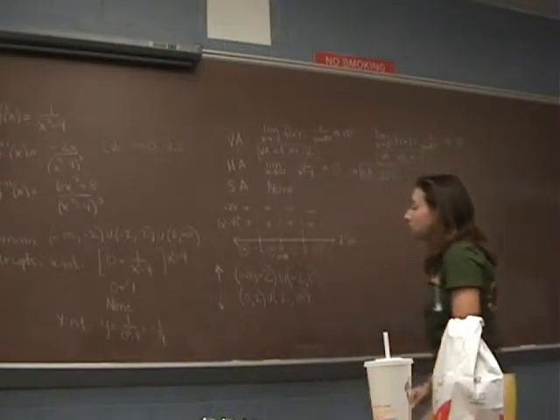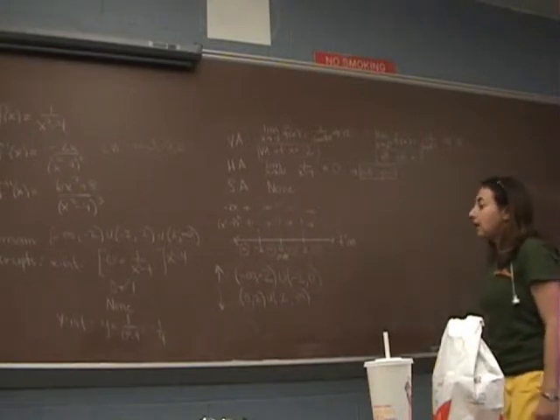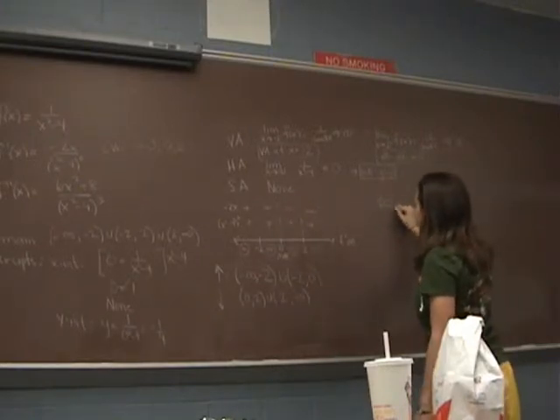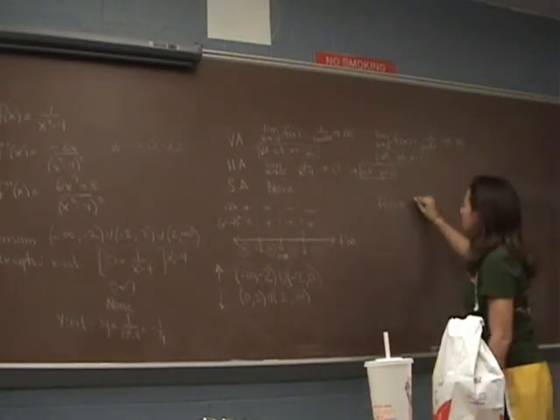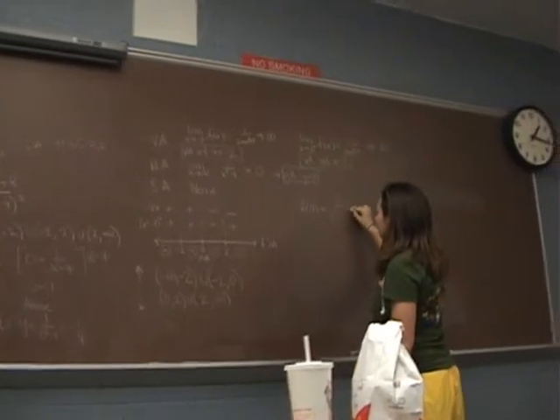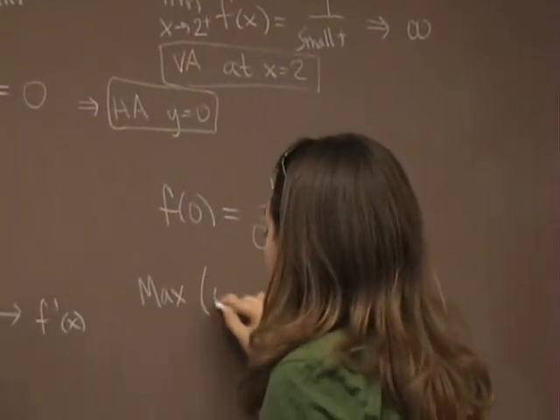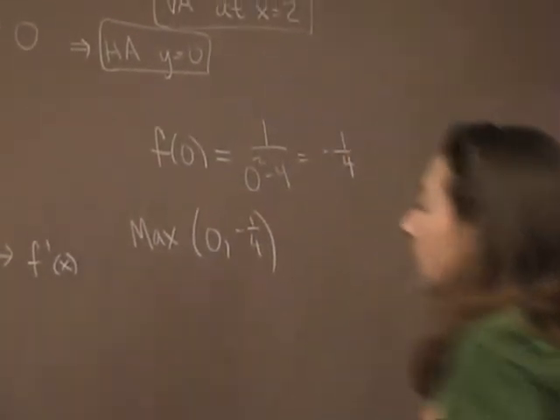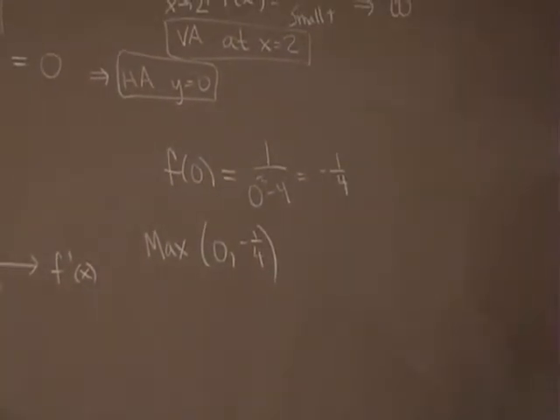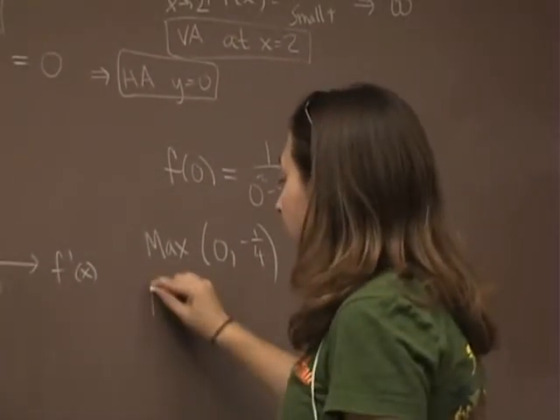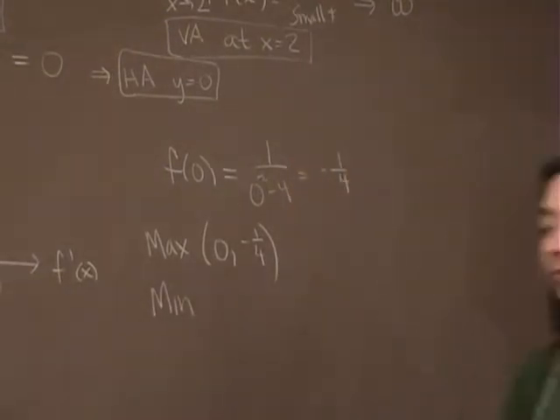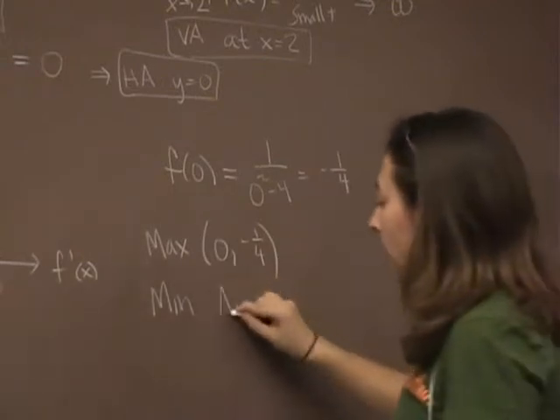So how do I find the actual point? I need to plug it in. So I need to know what is f of 0. So f of 0 is going to be 1 over 0 squared minus 4, which is negative 1/4. So my local max is at 0, negative 1/4. What about a local min? How do you know when you have a min? When I'm decreasing to increasing, negative to positive. Do I have any of those places? No. So I have none.